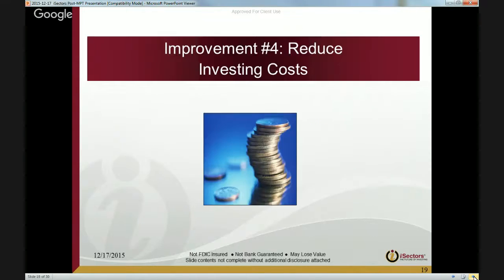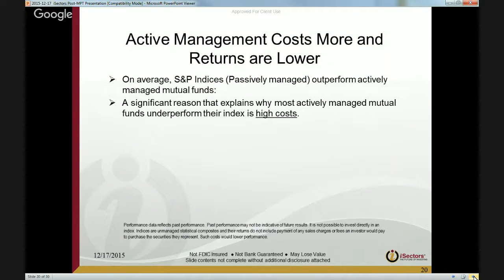The fourth improvement that we make is that we reduce investment vehicle costs. As you well know, and this has been verified in a number of research studies, active management costs more and the returns are lower than passively managed funds. And a significant reason that explains why actively managed mutual funds underperform their indexes is because of the high costs.